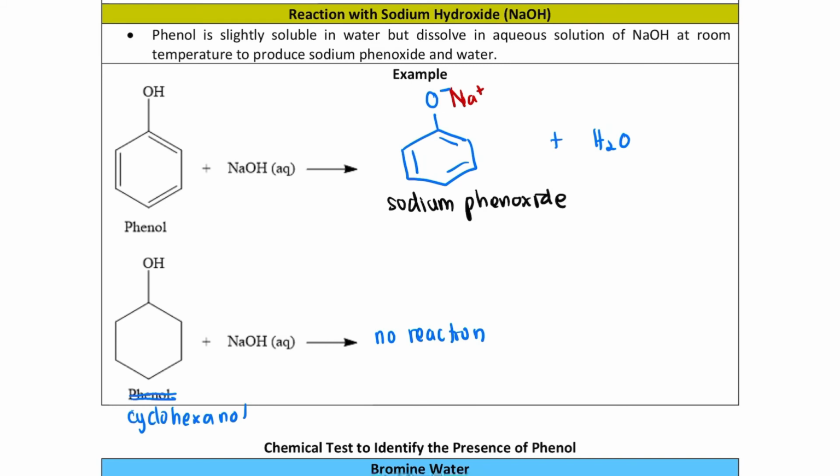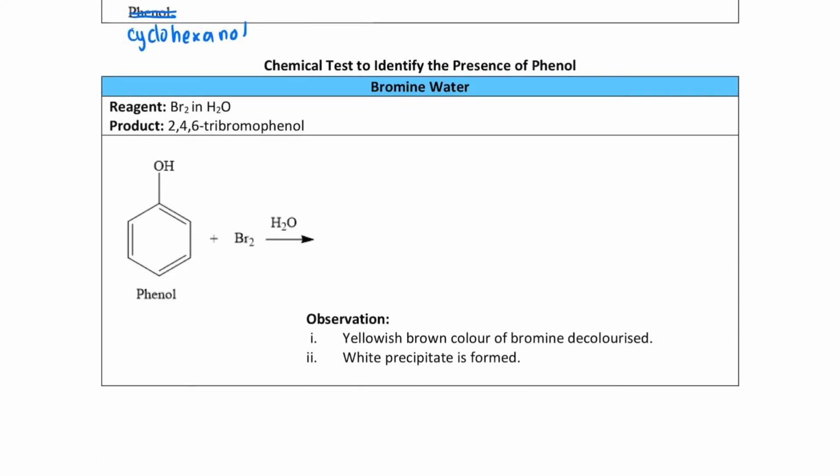Okay, so next kita nak tengok chemical test. Chemical test to identify the presence of phenol. So maksudnya chemical test ni tujuan dia adalah untuk check ada tak phenol dekat situ. Okay, so the first reaction adalah by using bromine water test. Okay, so reagent dia dah nama pun bromine water. That means you will need bromine and water.